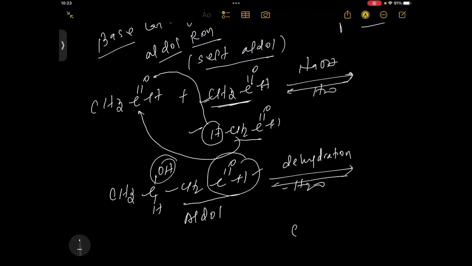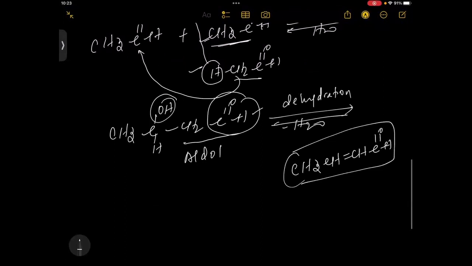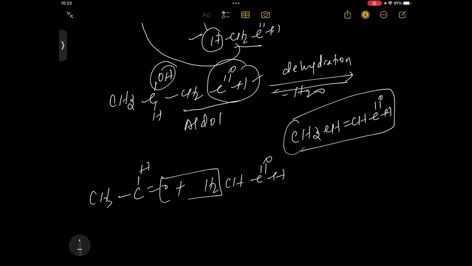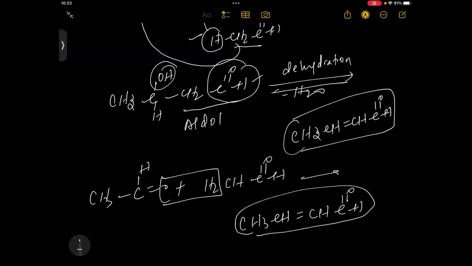If you want to bring directly the condensation product, you can write it this way: CH3 C double bond O H plus H2 CH C double bond OH. So H2O will be removed here. Directly you can write CH double bond CH C double bond OH. Okay, that's fine. So if you want to write the condensation directly, you can write like that.